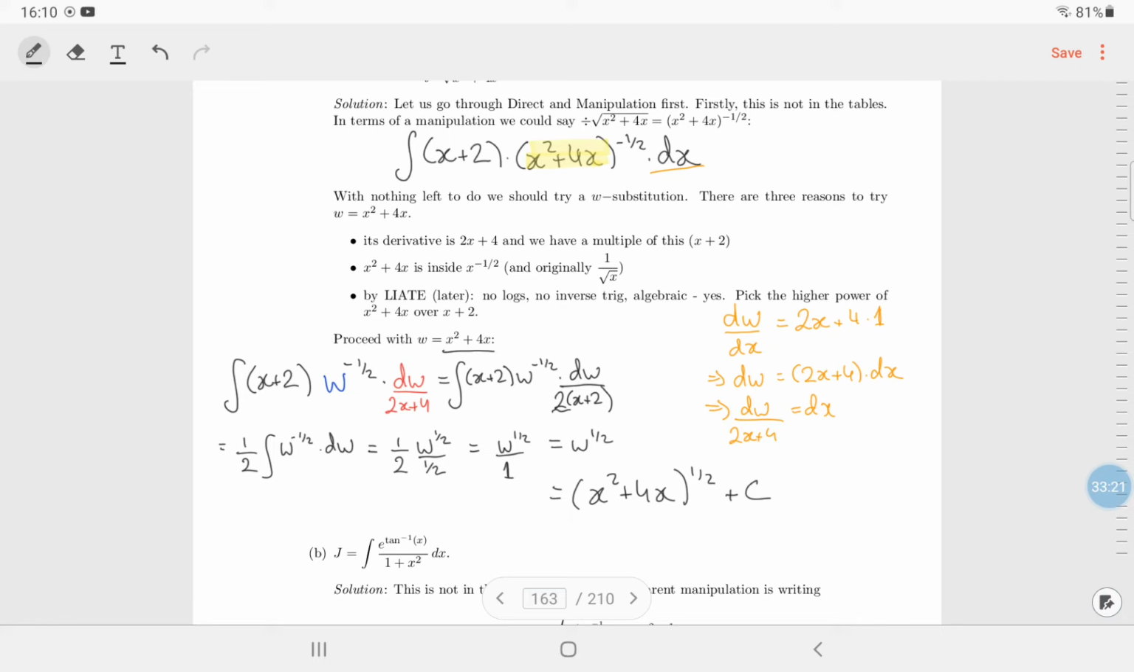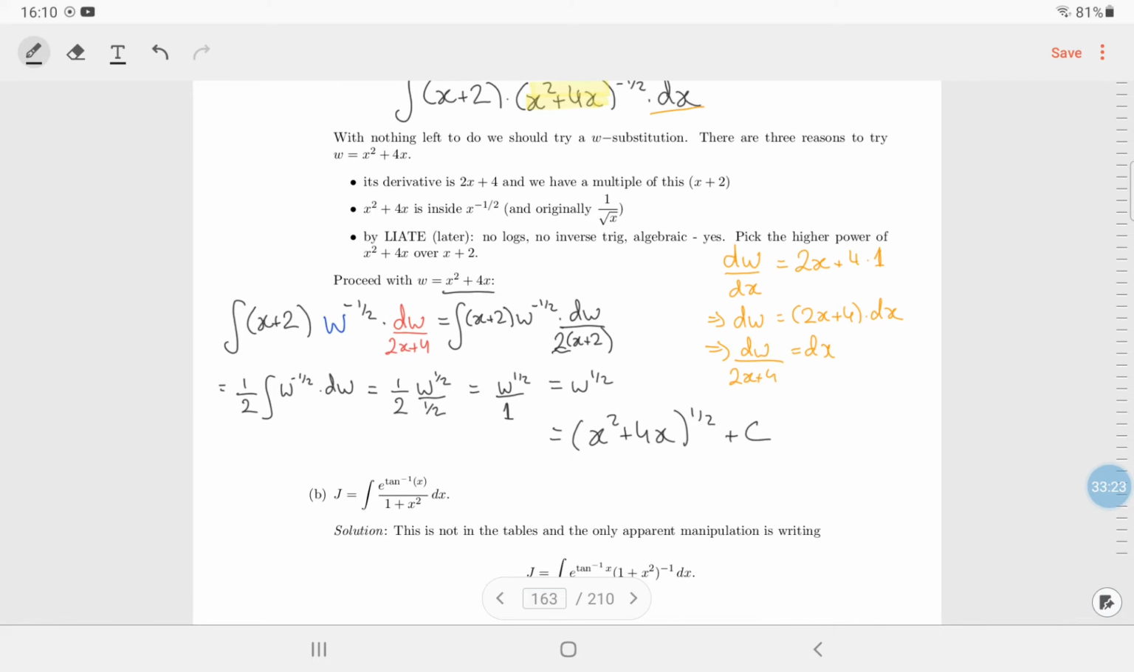Okay, so that's a w substitution. Let's see another example. So this isn't in the tables, it's too complicated. The only apparent manipulation would be to write that you've got division by 1 plus x squared, which would be 1 plus x squared to minus 1. That's probably all you could do here. Okay. If you don't do that, it's not the end of the world.